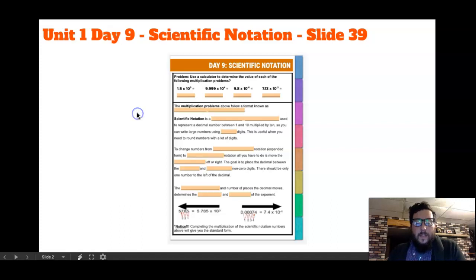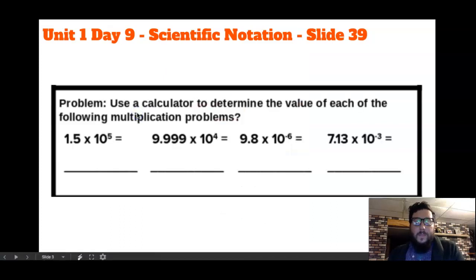The first thing I'd like you to do, in this top section, is to hit pause already and work through these problems. You've got some multiplication problems. You're going to try and solve these: 1.5 times 10 to the 5, and so on and so forth. Hit pause now and see if you can get those numbers real quick.